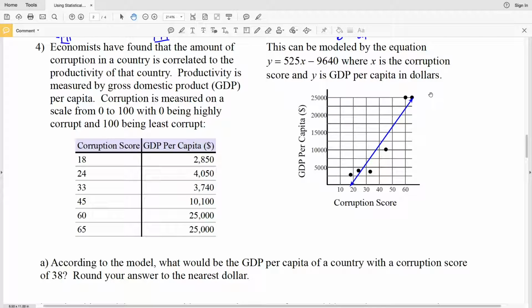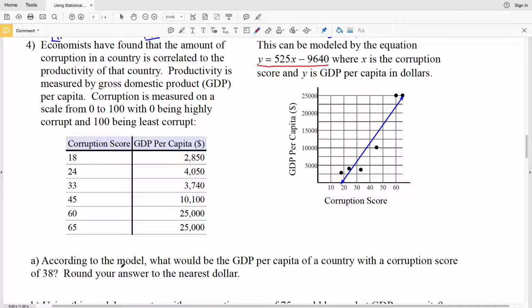Now, continuing on to number 4, our problem says that economists have found that the amount of corruption in a country is correlated to the productivity of that country. So productivity is measured by gross domestic product, otherwise known as the GDP, and that's per capita. Corruption is measured on a scale from 0 to 100, with 0 being highly corrupt and 100 being the least corrupt. So our data can be modeled by a linear equation: y equals 525x minus 9,640, where x is that corruption score and y is the gross domestic product per capita.